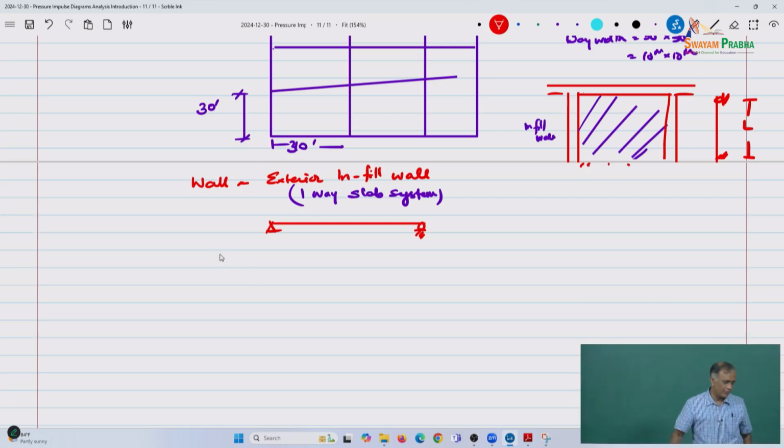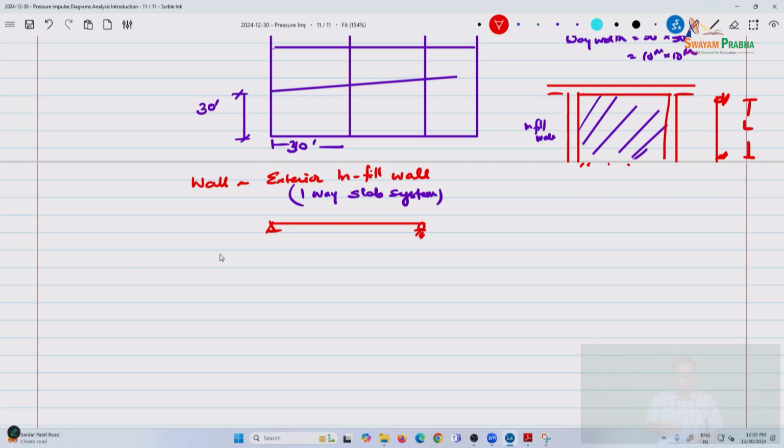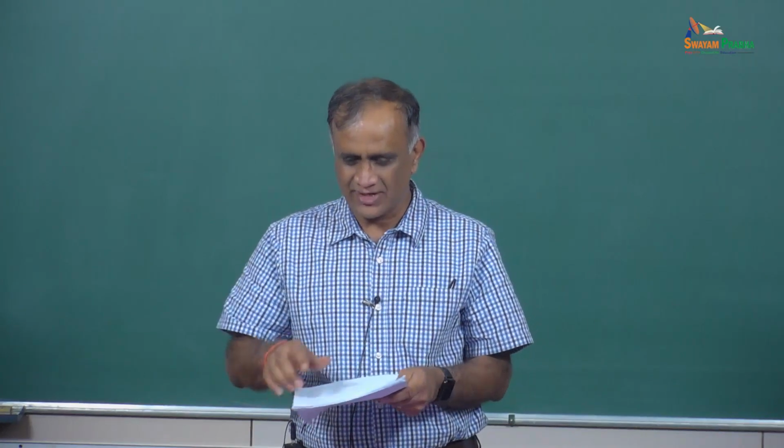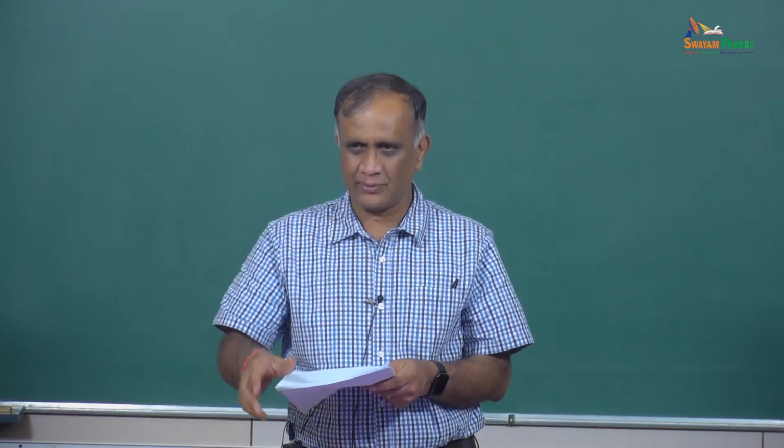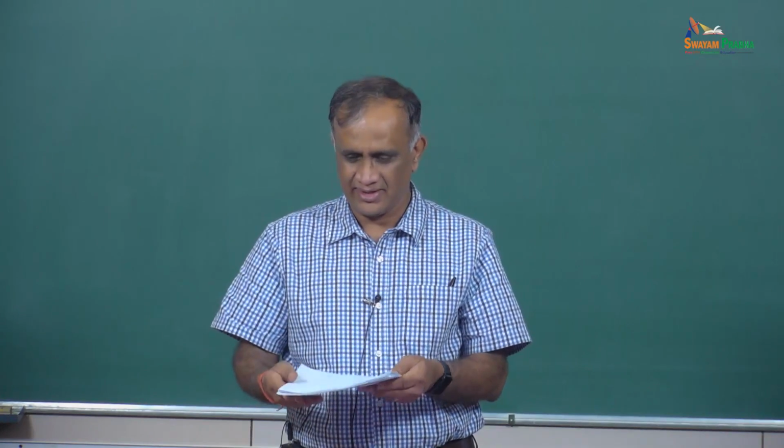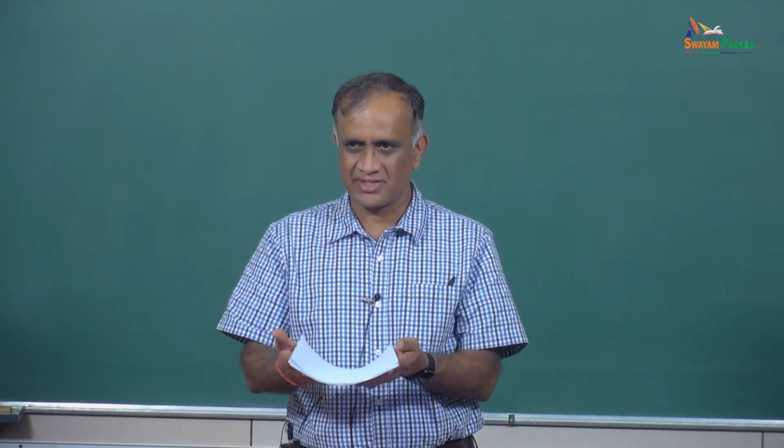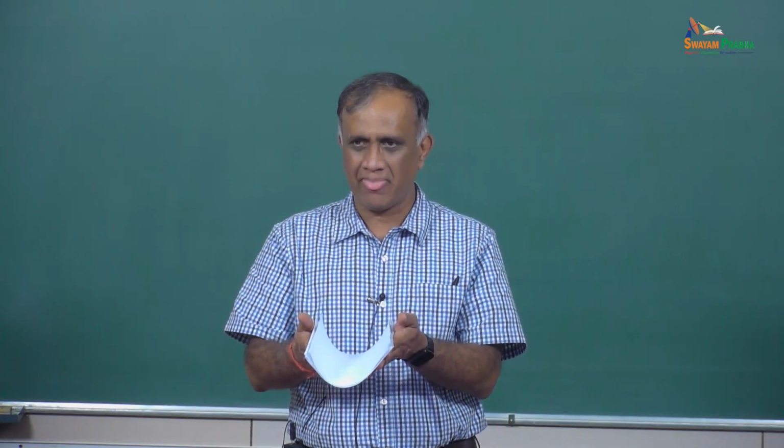So what is a one-way slab system? Say this span is whatever, and this is the width. If your span is more than twice this width, it's going to behave like a real beam, bending like a beam.